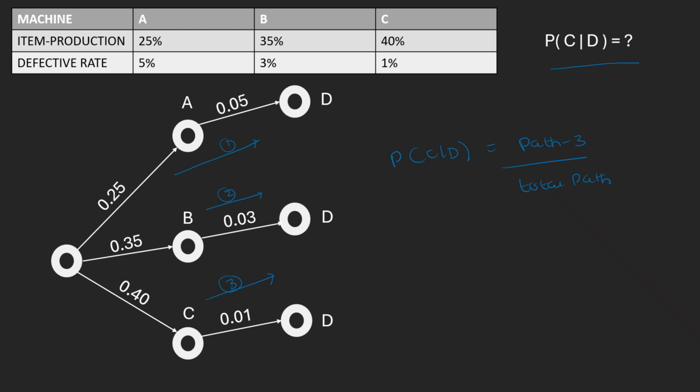So for path 3, the value is 0.40 multiplied by 0.01, whole divided by the total of each and every path, which means 0.25 multiplied by 0.05 for path 1, plus 0.35 multiplied by 0.03 for path 2, plus 0.40 into 0.01. When you calculate this, we get the value approximately 0.148. It is the updated probability of Machine C by considering the defective item evidence.